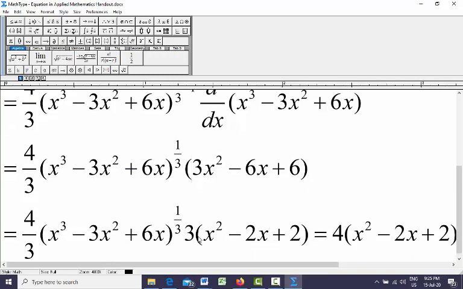So if you take 3 common from here, we get x square minus, if you take 3 common from this one, you get 2, so that means minus 2x. If you take 3 common from here, you get 2 here. So if you take 3 common, we will have x square minus 2x plus 2.